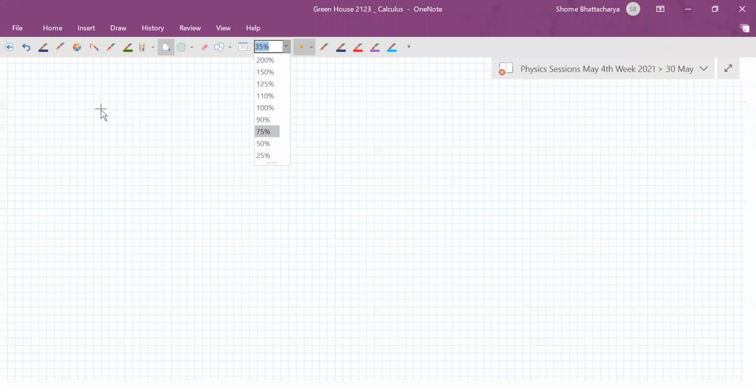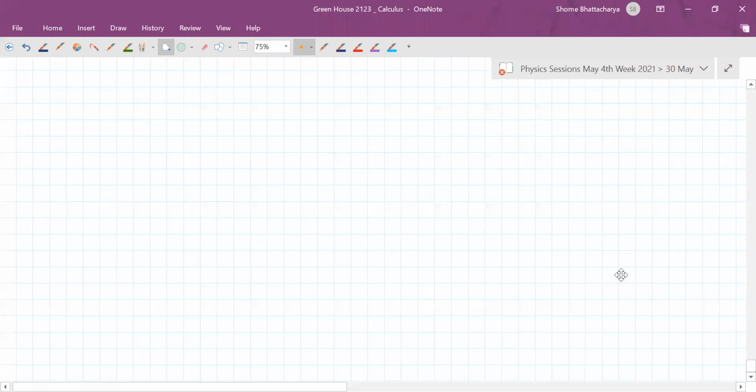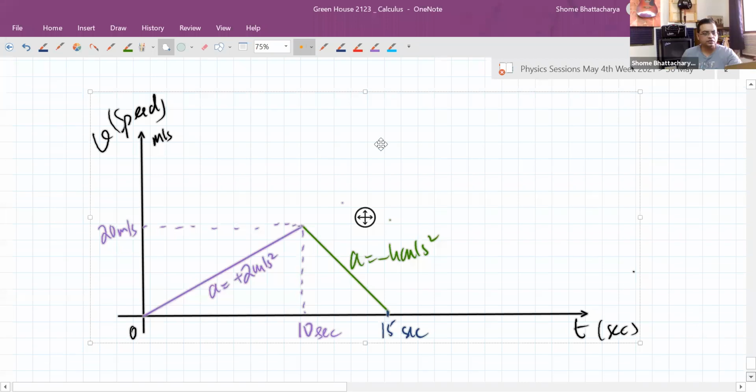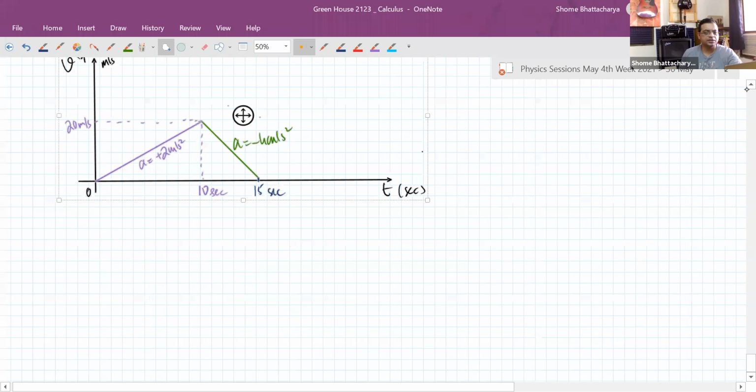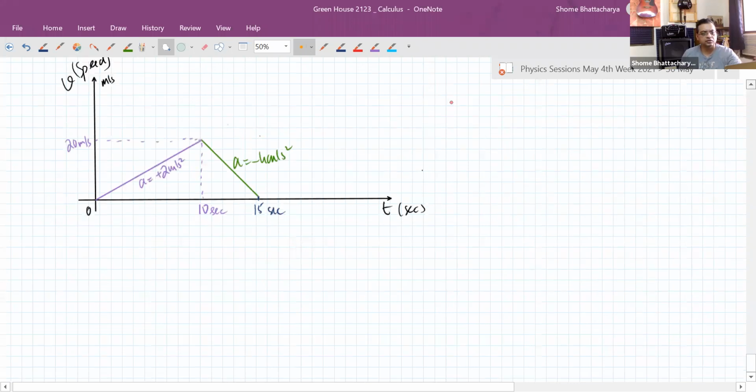So this is the E part of the question, where I want to calculate the average speed in the last 10 seconds.